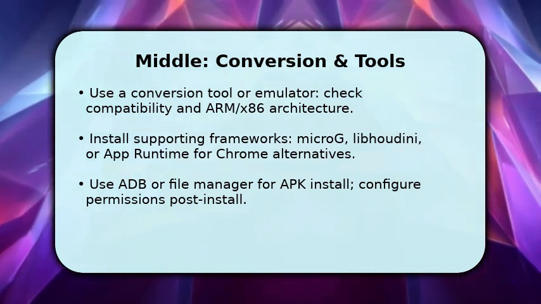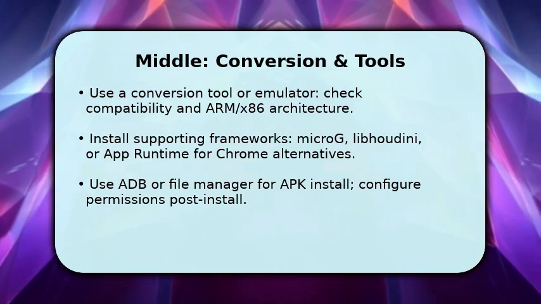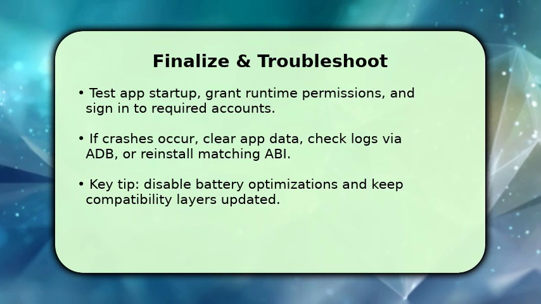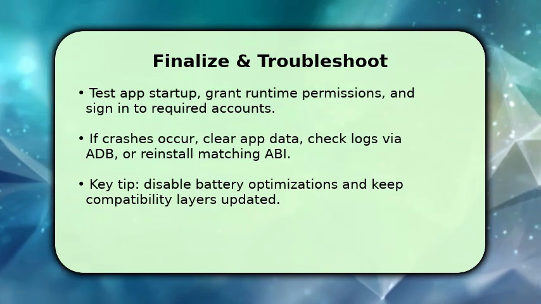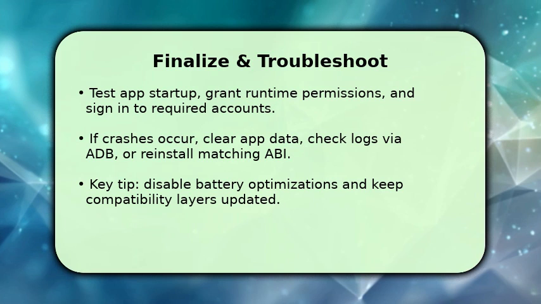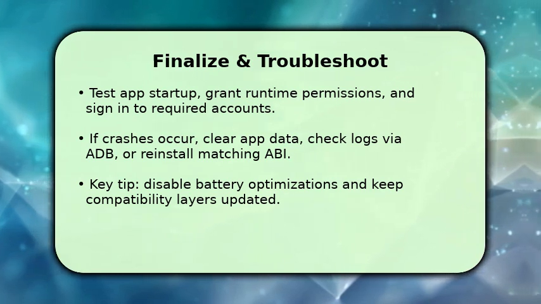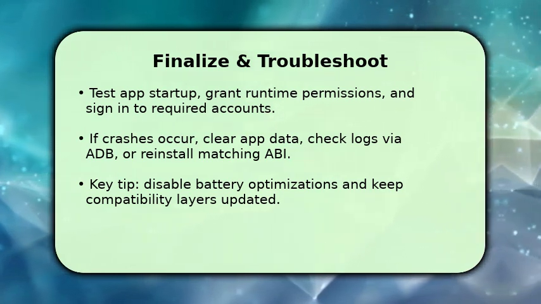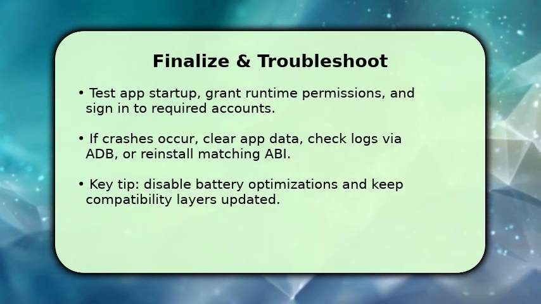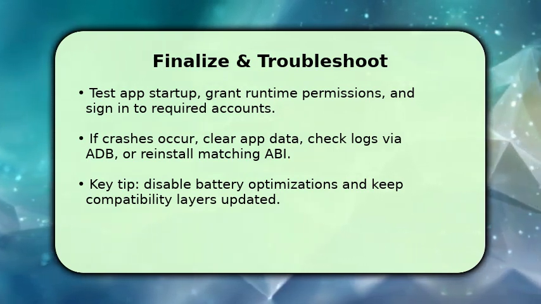Grant runtime permissions and verify push or in-app purchase features. If the app crashes, clear data and cache first, then capture logs with ADB Logcat to identify missing libraries or ABI mismatches. Reinstalling the correct APK build often fixes architecture issues.